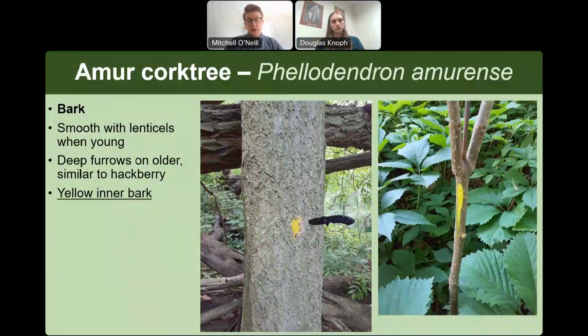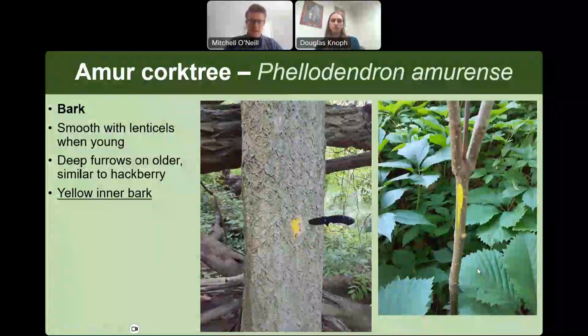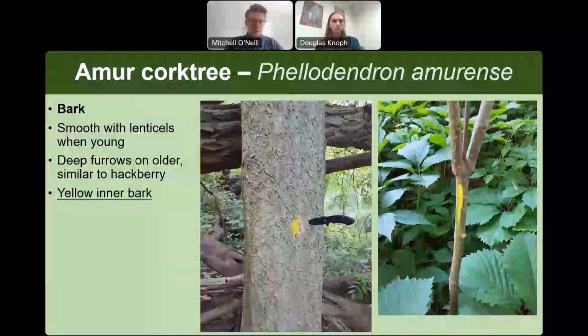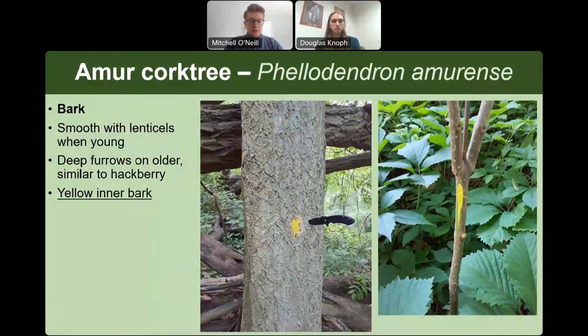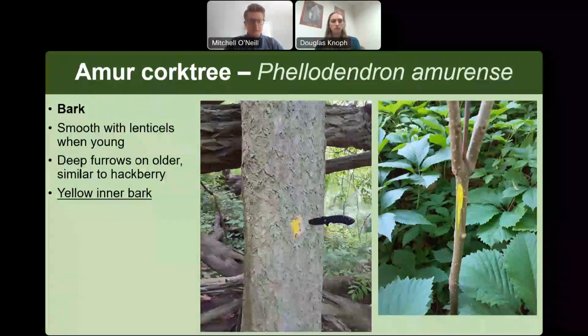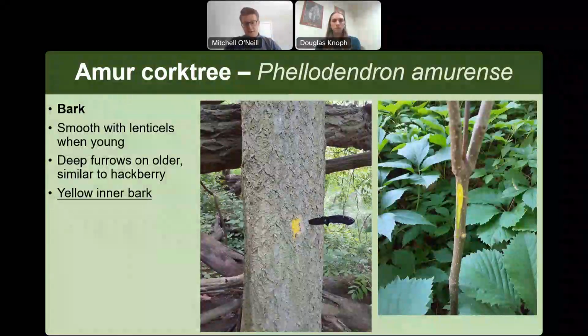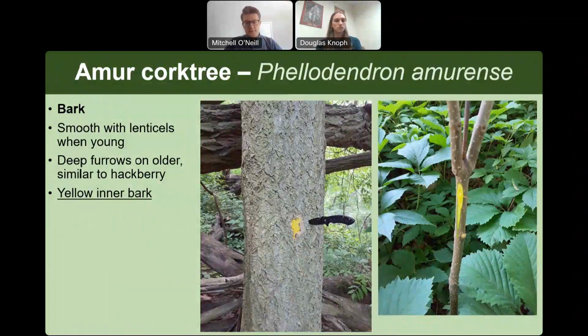Next slide. And the bark is also a key character for this species. When it's young, it's smooth with lenticels. So on the right side, you can see it's like a twig, smooth bark, little white spots on it. Those are lenticels. As it grows older, it becomes much more distinctive. So it's very chunky, furrowy texture, similar to a hackberry. And another key feature is that the inner bark is bright yellow.